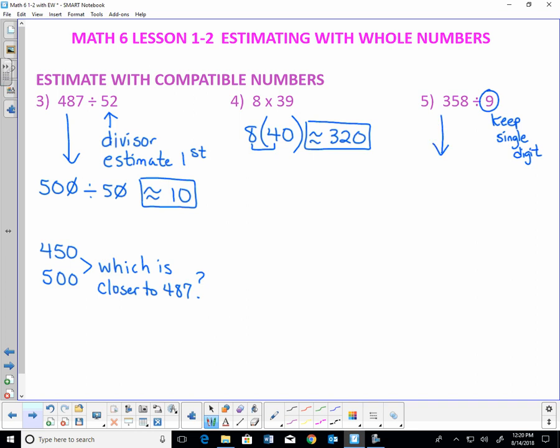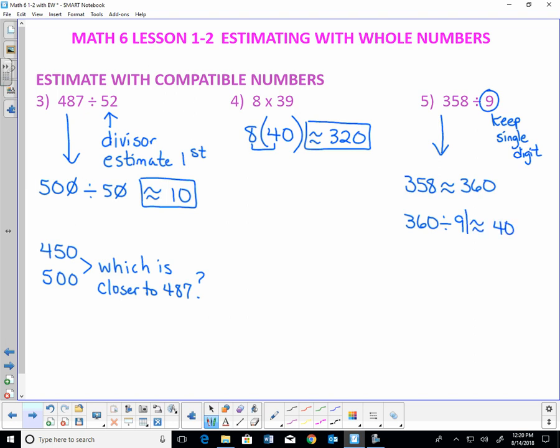I need a number that is easily divisible by 9. Okay? So I'm going to think about this and I go, 9 goes into 36, doesn't it? So it would go into 360 really easily. So I'm going to round 358 to 360. So now I have 360 divided by 9. I know that 9 goes into 36 4 times. So it'll go into 360 40 times because it's 10 times bigger. So this is 40.